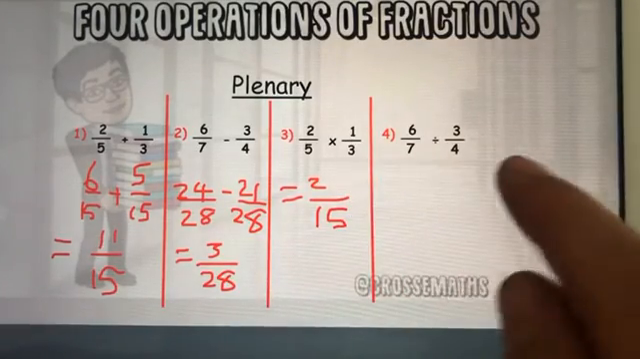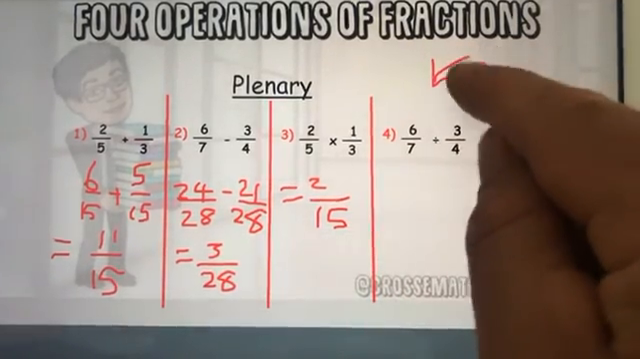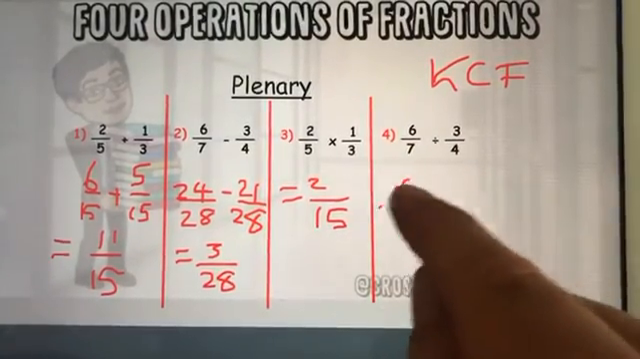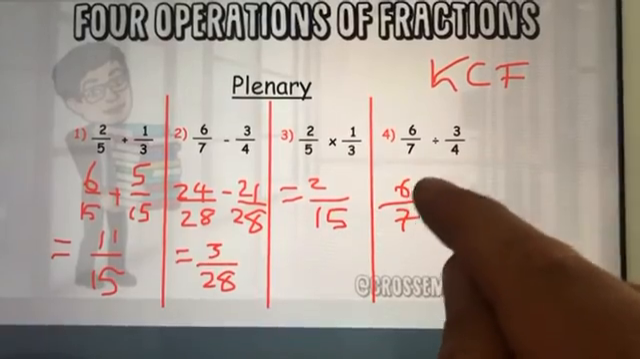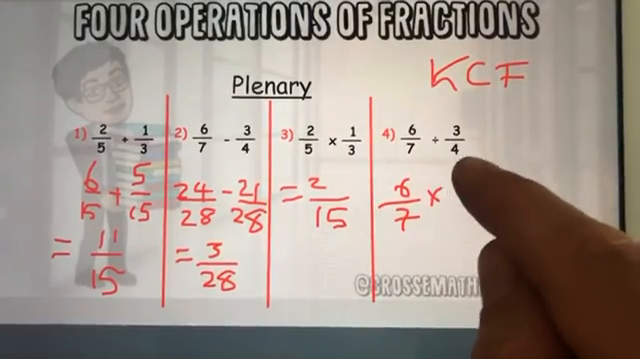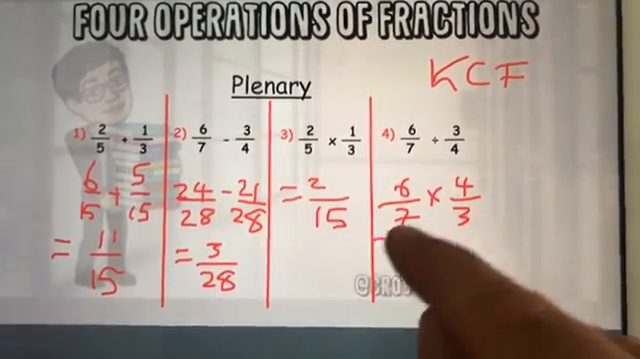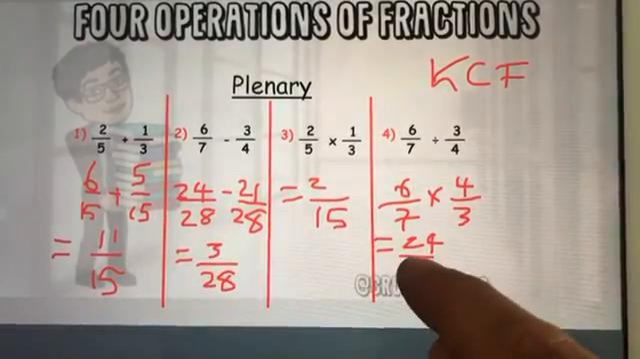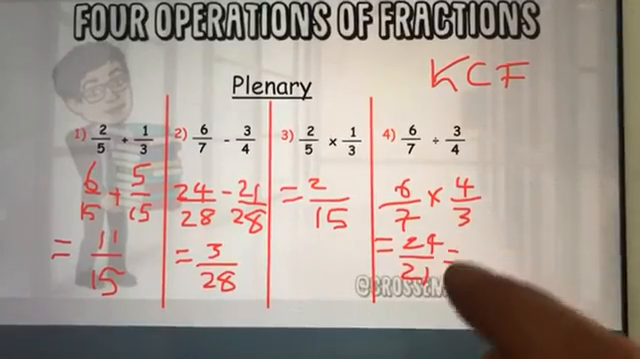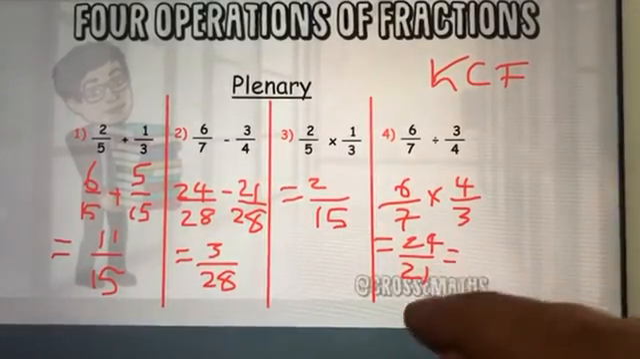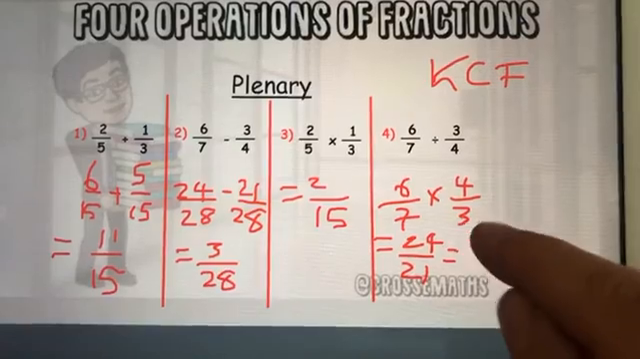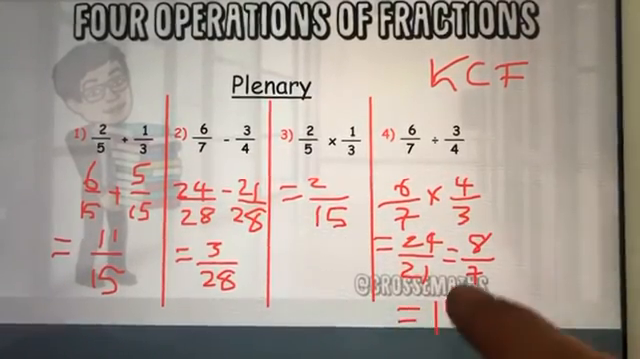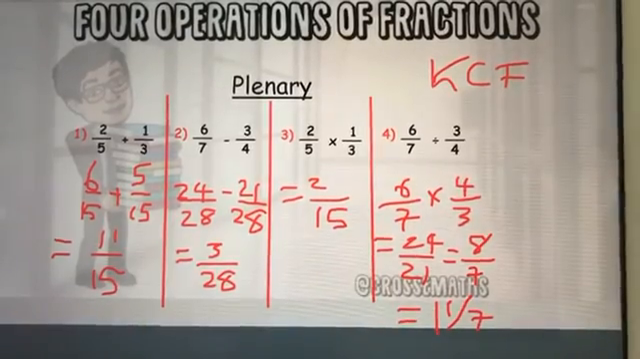Number 4, keep, change, flip. Okay, I suggest always write it out. Okay, keep, change, flip. 6 over 7 is going to stay as 6 over 7. Divide is going to change to times. Flip that upside down to a 4 over 3. 6 times 4 is 24. 7 times 3 is 21. 24 over 21. Both of those can be divided by 3. You end up with 8 over 7. Or if you want to change it to a mixed number, you can change it to 1 whole and 1/7 left over, okay? Guys, give yourself a mark out of 4 on that.